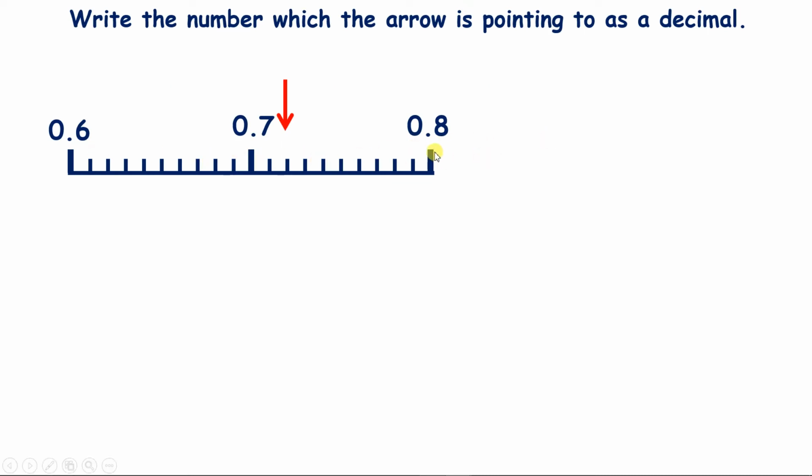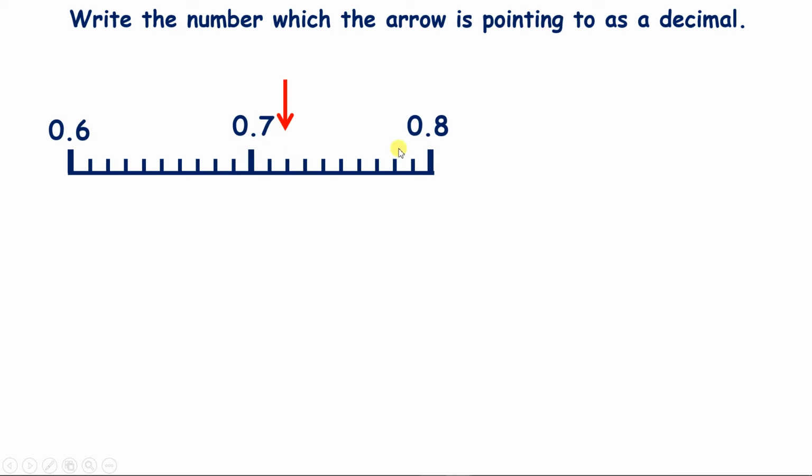So this number line is more confusing because rather than whole numbers, we've got tenths labelled. We've got 0.6, 0.7, 0.8. And between each of those tenths, we have 1, 2, 3, 4, 5, 6, 7, 8, 9, 10 lines from 1/10 to the next. So here we need to work out what number the arrow is pointing to.